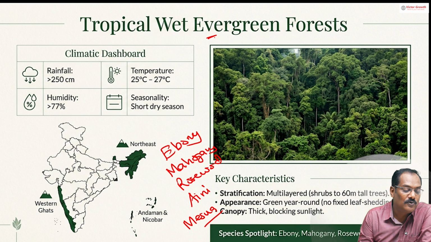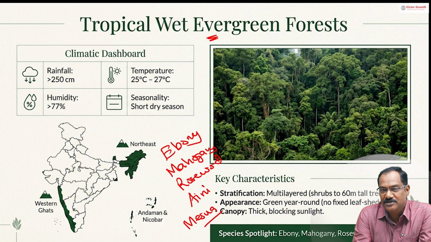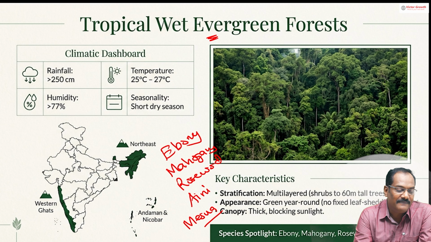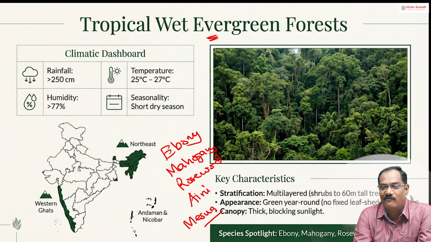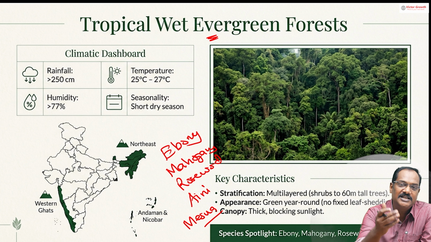Evergreen does not mean that they do not shed leaves. This is normally a misconception students may have. Evergreen basically means the forest will look evergreen, but some of the trees will shed their leaves. The entire forest will not shed the leaves simultaneously. When you look at the forest from outside, it looks green, but some of the trees will be shedding.